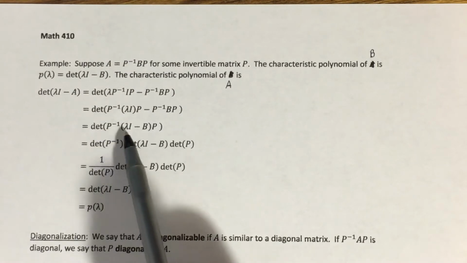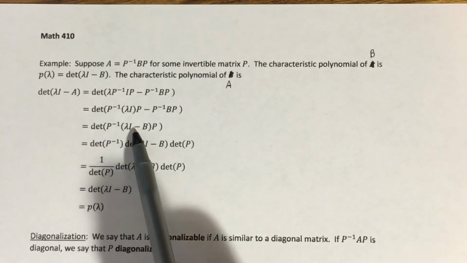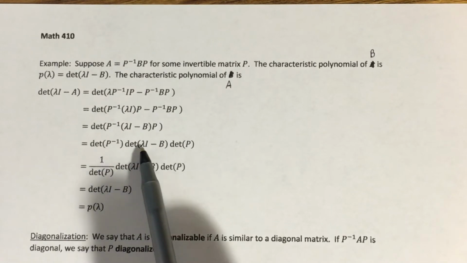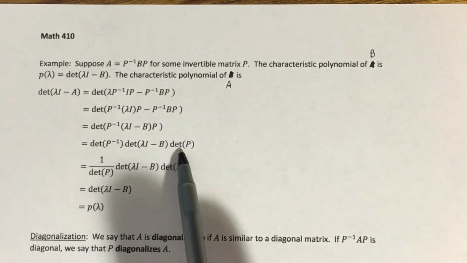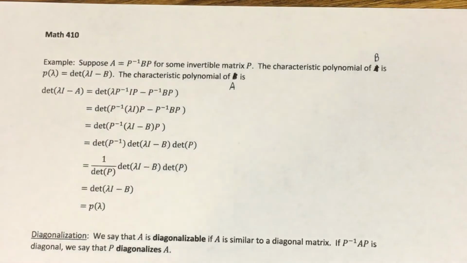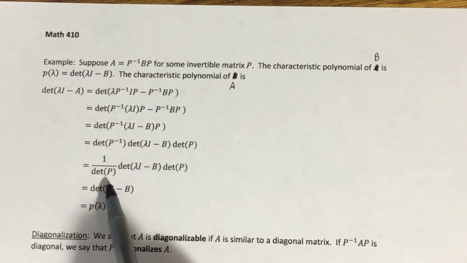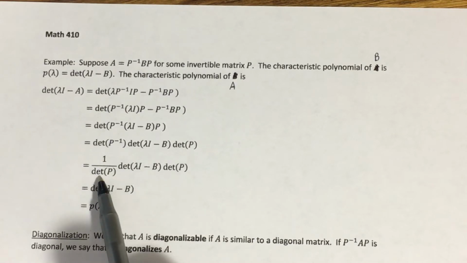I can break this into three determinants because there's a product in here. This would be the determinant of P inverse times the determinant of lambda I minus B times the determinant of P. Now also in chapter 2 we showed from that multiplicative property that the determinant of the inverse of a matrix is the reciprocal of the determinant of the original matrix. So the determinant of P inverse is 1 over the determinant of P.